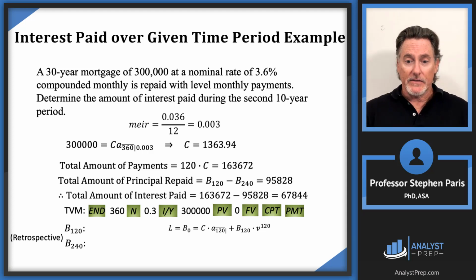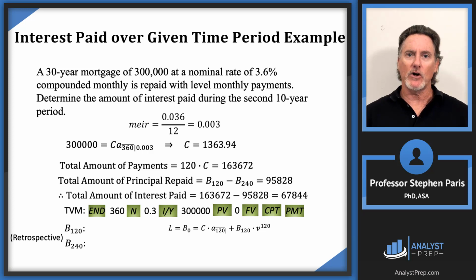And so technically this is what I'm doing to retrospectively calculate the balance at time 120, but it's easier than what that equation is suggesting, because look, I've already put all these numbers in my calculator. I'm still in the end mode. I still have 360 as the cap N value and so forth. I've got all of those numbers in my calculator. I computed what the payment was, so that's where I'm at right now.